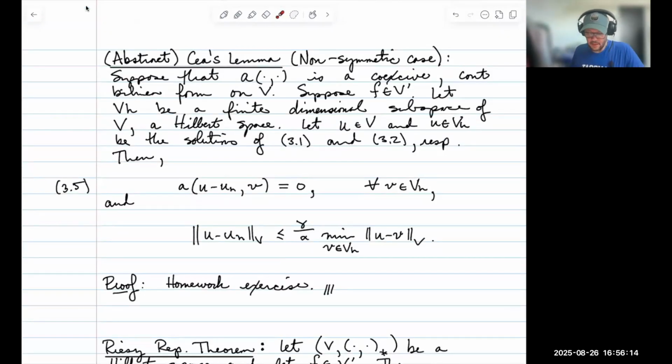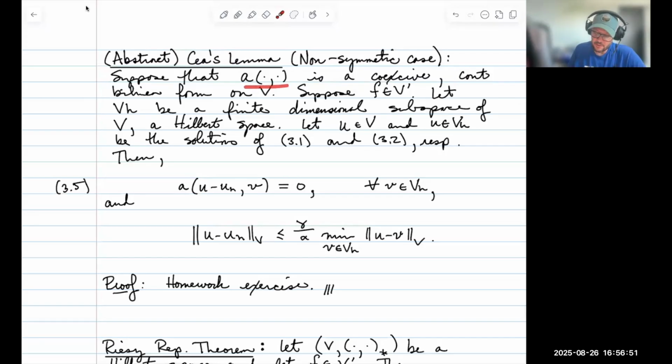All right, so now that we know that our weak formulation has a unique solution, and our Galerkin approximation in the abstract setting has a solution, we can talk about measuring the error between the true solution and its Galerkin approximation. So again, we're not assuming that the bilinear form A is symmetric yet. So this is the non-symmetric version of Céa's lemma in the abstract framework.